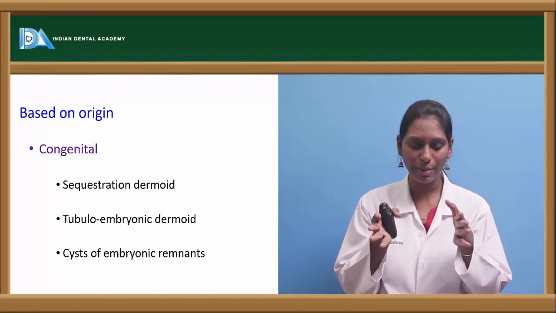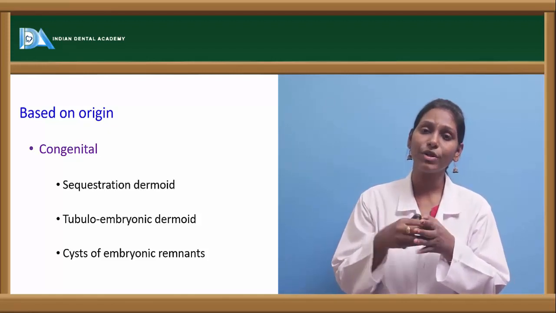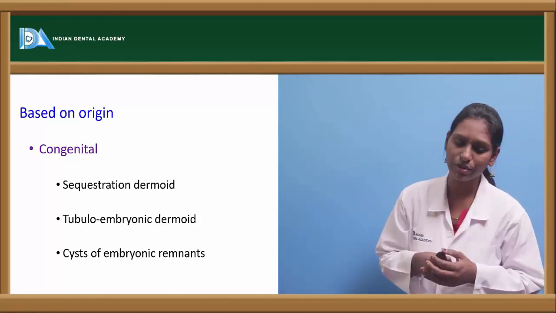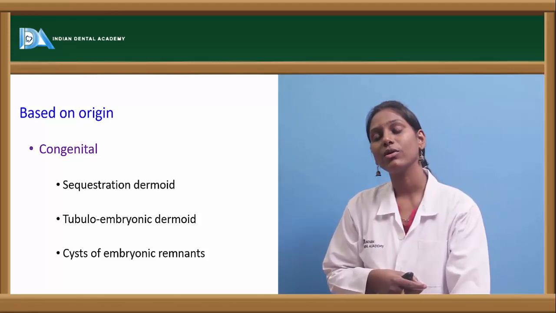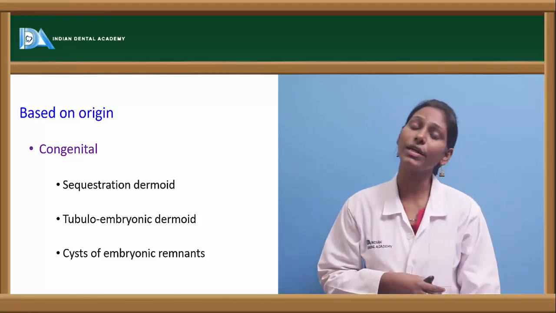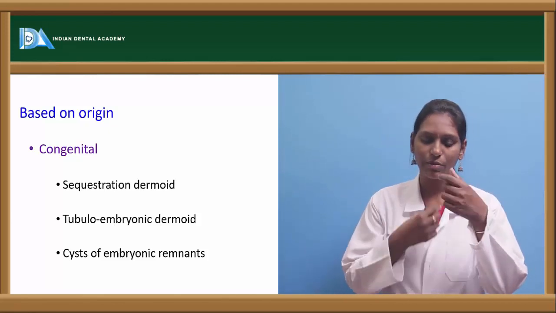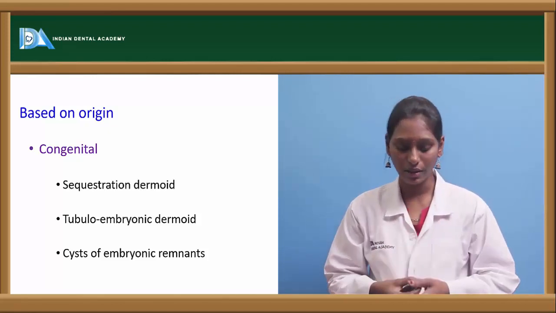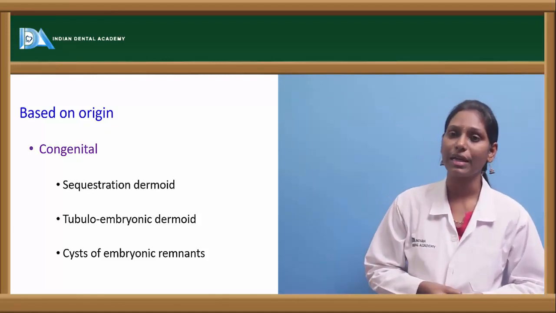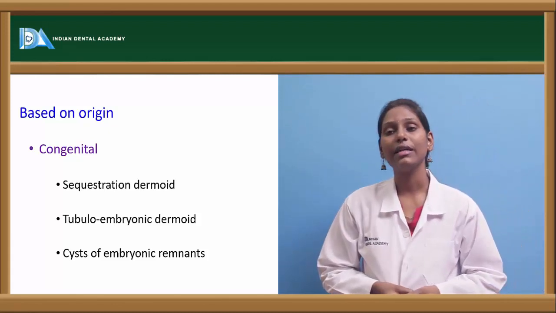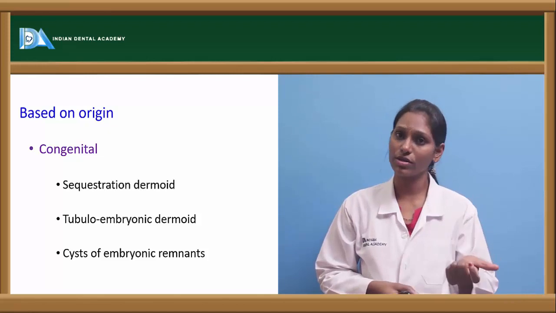When this is not fused, within the midline, along the embryonic cleft, there will be entrapment of this epithelial layer, leading to sequestration dermoids. An example of the sequestration dermoid is the branchial cleft cyst. Tubuloembryonic dermoids normally occur in the tract of your ectodermal tube, and along the ectodermal tube these tubuloembryonic dermoids can occur. An example of this, along the tubular tract, is the thyroglossal duct cyst, or thyroglossal cyst itself.